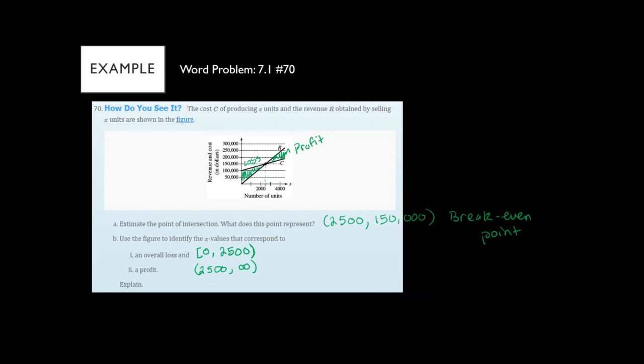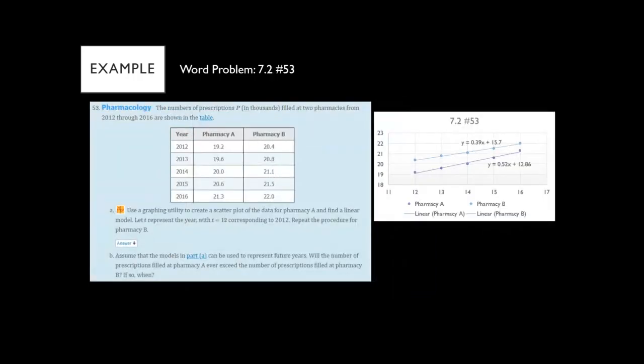And then I've got one more word problem here. And again, I graphed this one in Excel for us so that way you can compare them. So this is pharmacology. The number of prescriptions, P in thousands, filled at 2 pharmacies from 2012 through 2016 are shown in this table. So this is coming from 7.2.